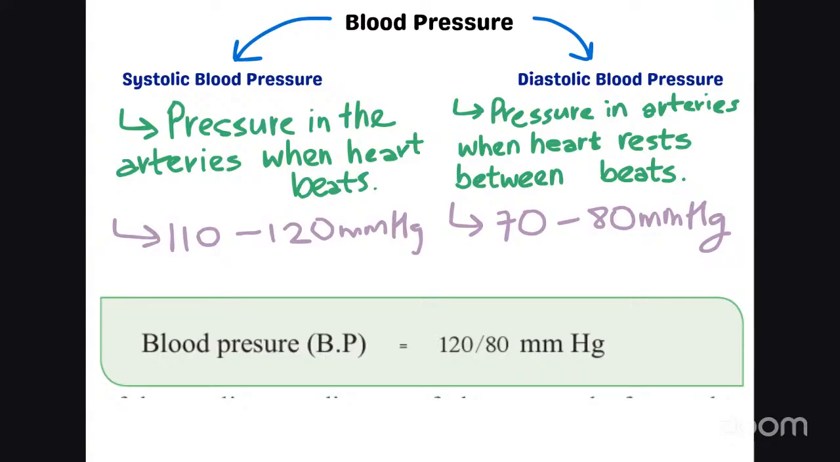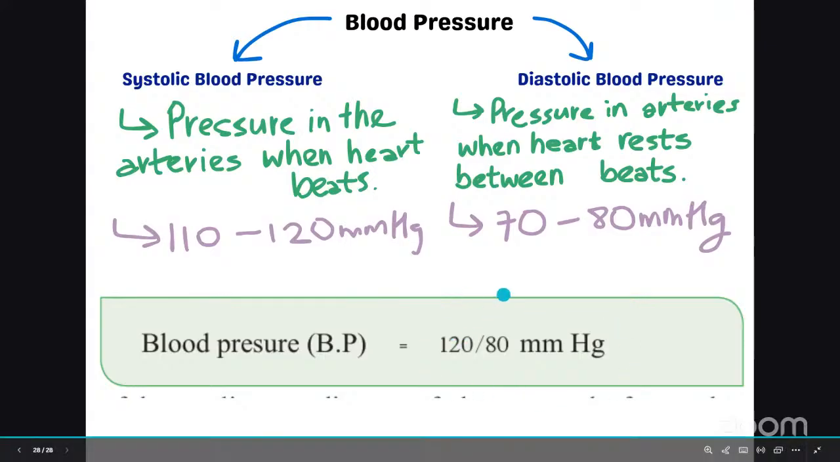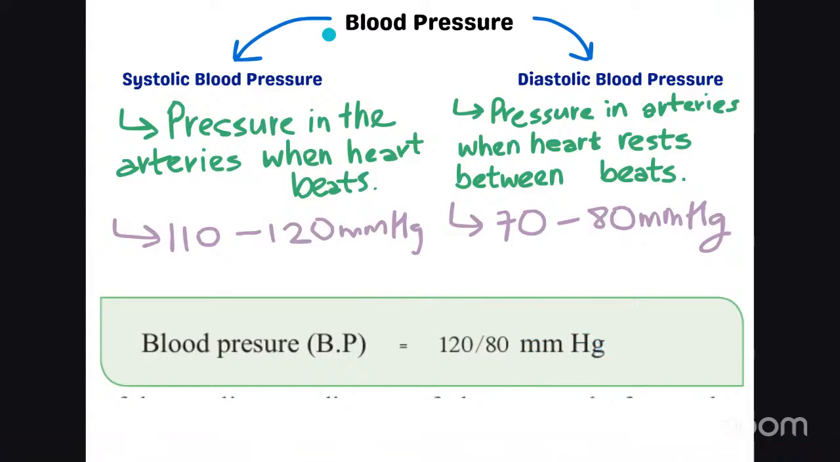And then when we speak about the diastolic blood pressure, that is the pressure in the arteries when the heart is going to be resting between the beats. That is 70 to 80. So if they ask you to write the blood pressure, you have to write like this: 120/80, and you have to write the pressure units. Okay, millimeter Hg. Any doubts you guys have?